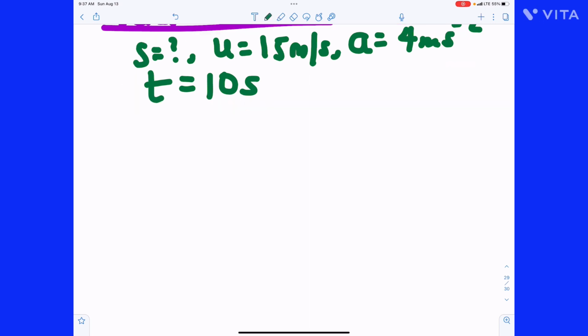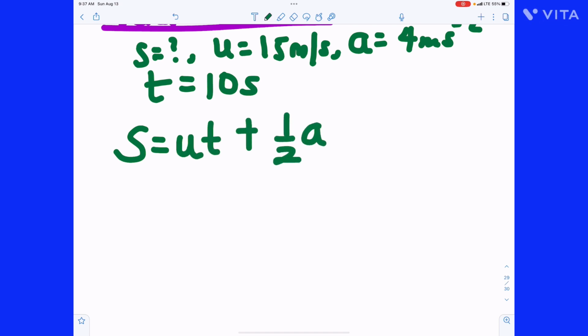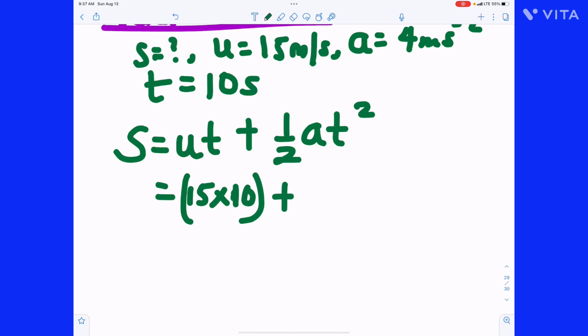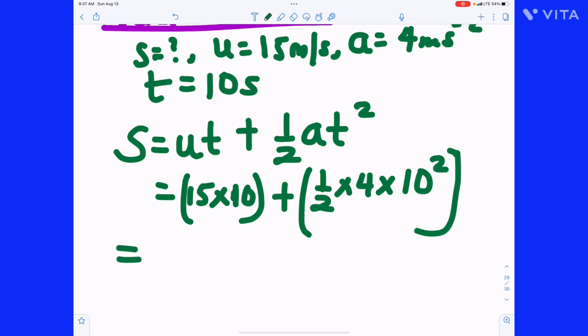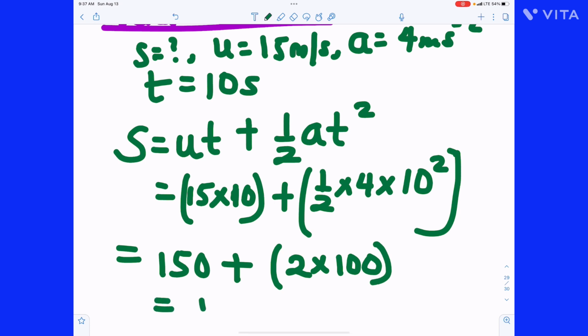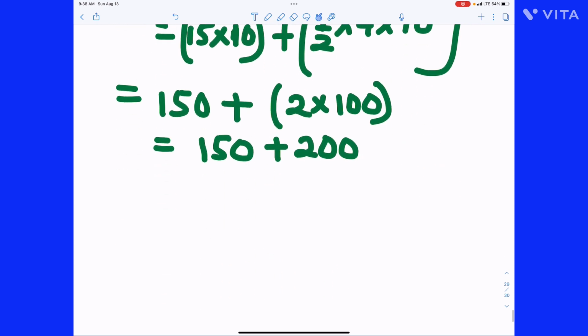Among the equations of motion, the formula connecting S, U, A, and T is S is equal to UT plus half AT squared. So that's 15 times 10 plus half times 4 times what? 10 squared. So that's UT plus half AT squared. So that gives me 150 plus what? 2 times 100. That's 150 plus 200. So the distance traveled is 350 meters.